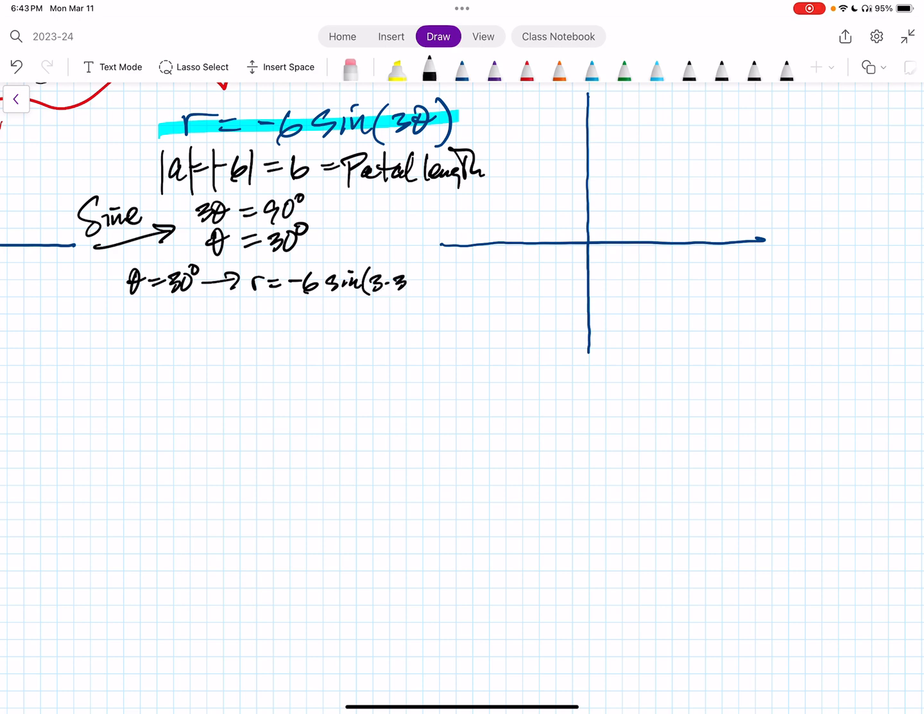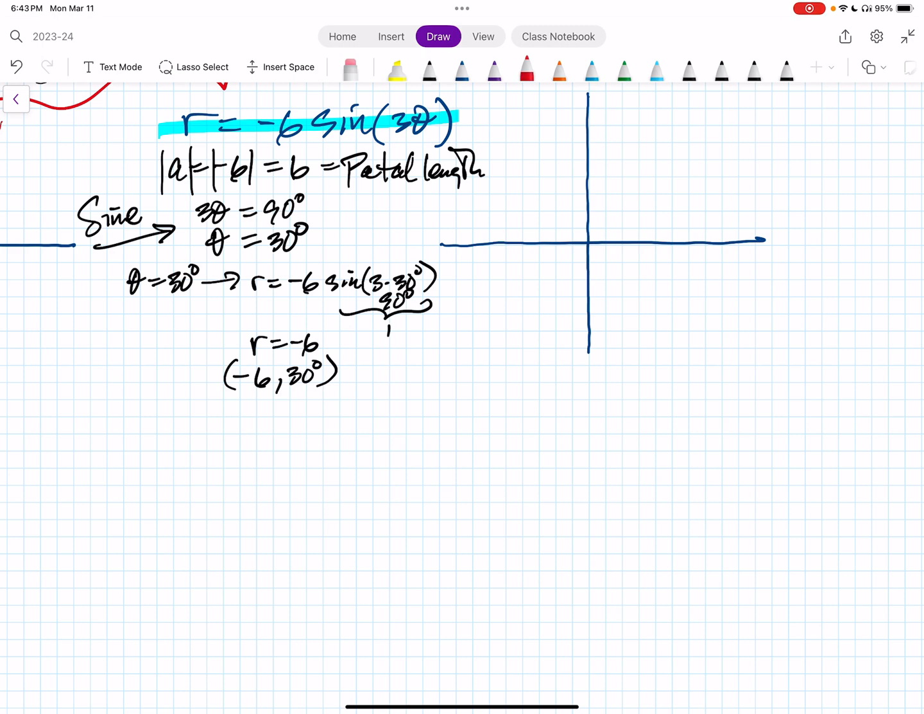So 3 times 30 degrees, which is 90 degrees, and the sine of 90 degrees is 1, times negative 6. That means that r is negative 6, which means that negative 6 comma 30 degrees is on the graph. So you have to plot this. Okay, so here we go.